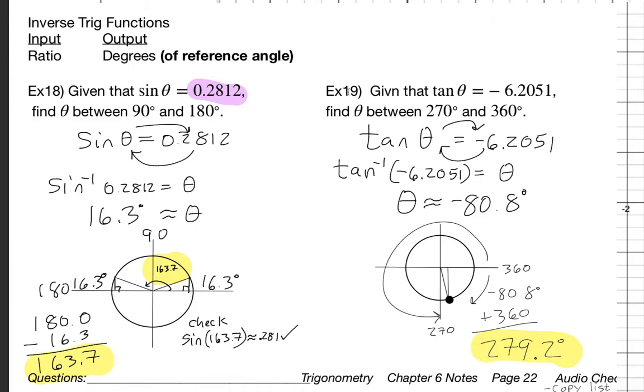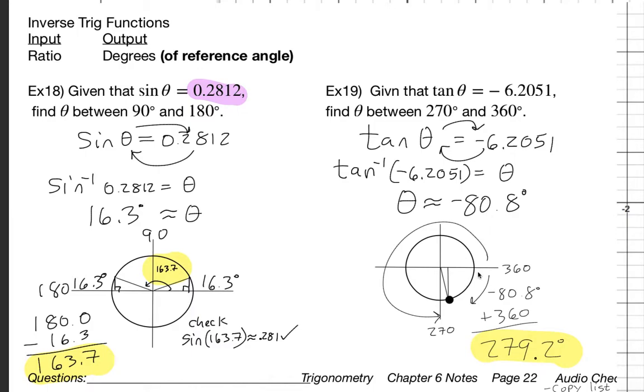Let's do another one of these because it's super tricky. Given the tangent of theta is equal to this crazy number, find theta between 270 and 360. Well, here you can write the equation and you can interchange the input and the output and use the inverse. So the inverse tan of this crazy ratio will give you a degree measure. And the calculator actually says negative 80.8. Well, that's not going to be good enough for the textbook. We want something that's specifically between 270 and 360. You can't give a negative number.